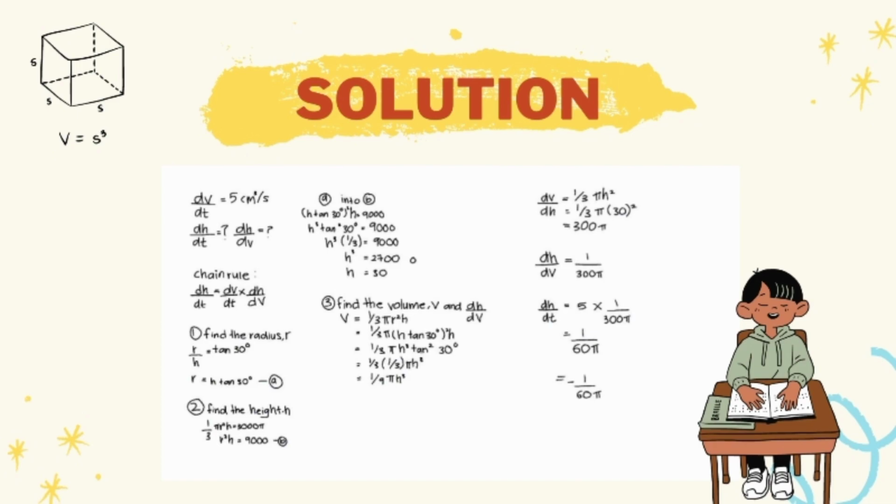So now we already know dH per dV is equal to 1 over 300 pi and dV per dt equals 5 cm³ per second. So use the chain rule formula to get dH per dt. So it will be 5 multiplied by 1 over 300 pi, and we will get the answer 1 over 60 pi.